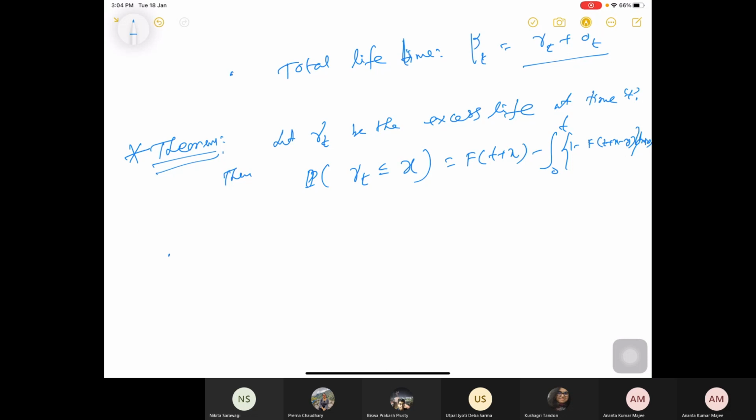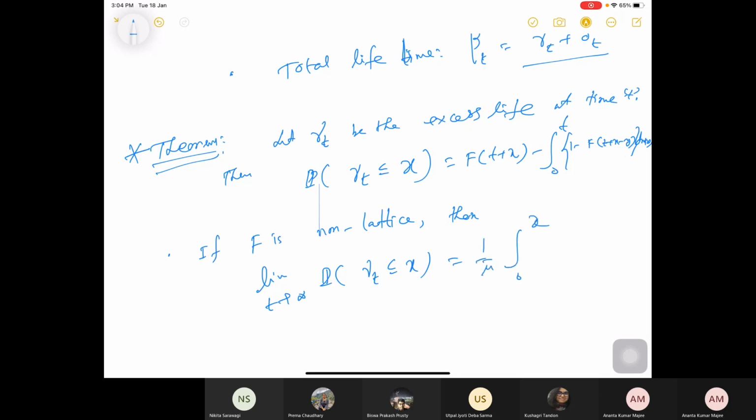In addition, if F is non-lattice, then I can find the limiting distribution. That means the limit as t goes to infinity of the probability that gamma(t) is less than or equal to x is given by 1 by mu times the integral from 0 to x of 1 minus F(y) dy. So what it says is that if the distribution F is non-lattice, then the limiting distribution of excess life is given by this formula, 1 by mu times the integral from 0 to x of 1 minus F(y) dy. We try to prove these things, and then I will stop today.